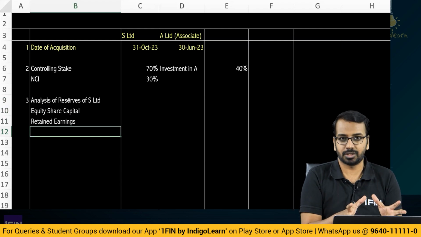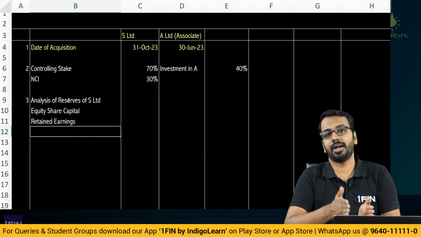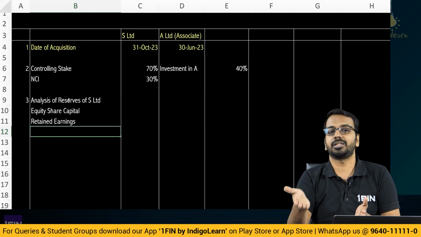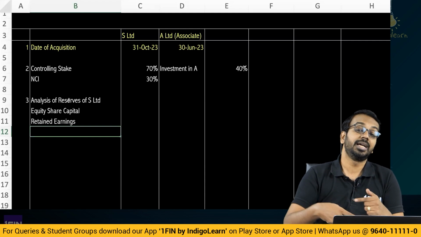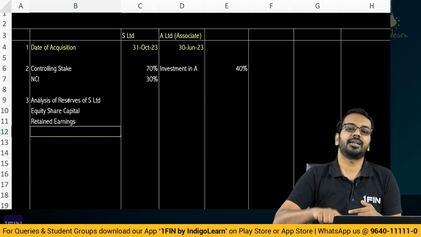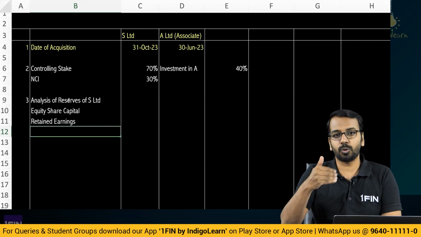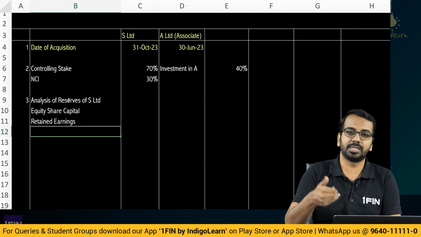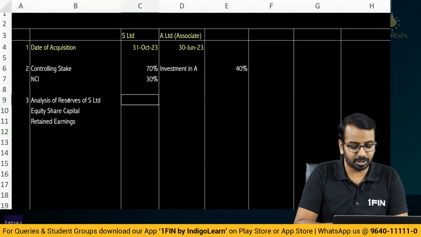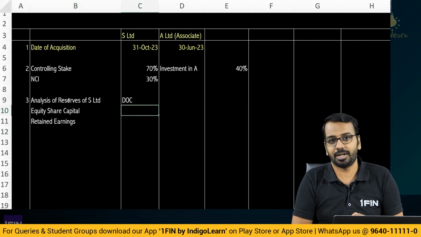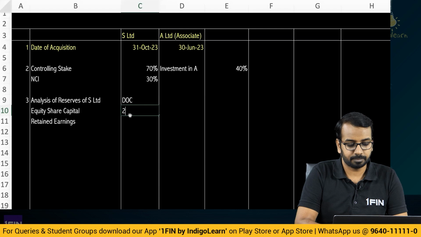So for the first assumption, which even the institute has taken, we'll assume that the dividend has not yet been declared. It will be declared after the financial year end in the AGM. So there is no impact of dividend. The first solution we'll do assuming the dividend has not been declared yet; it will be declared in the next period. You write it carefully in the examination, and then in the next two assumptions, we will see what the impact is if the dividend is paid, right? So now you have analysis of reserves, equity share capital. How much is equity share capital on date of consolidation? As per the balance sheet, it is 2 lakhs.